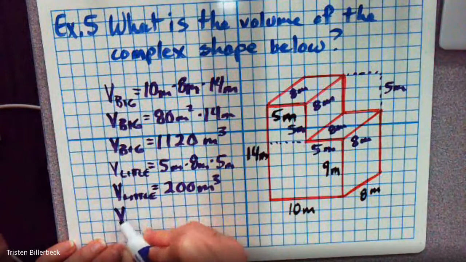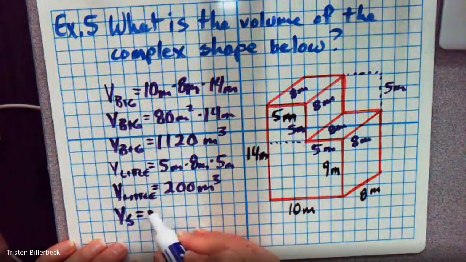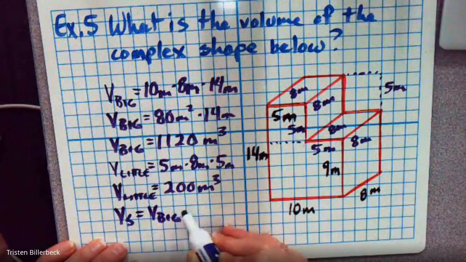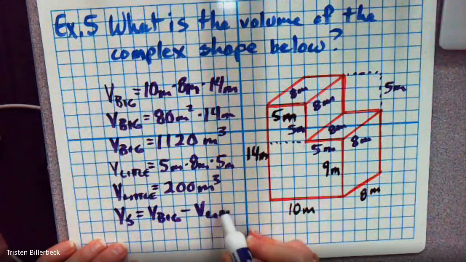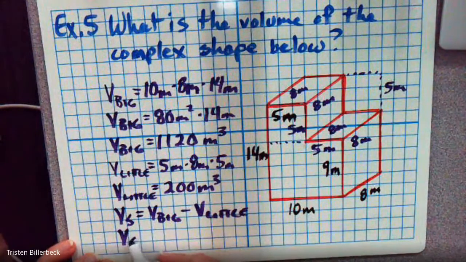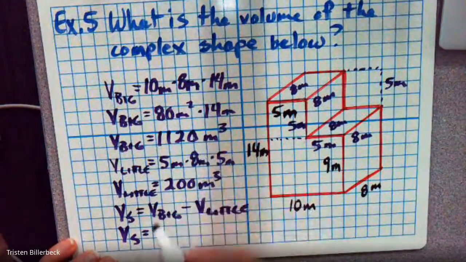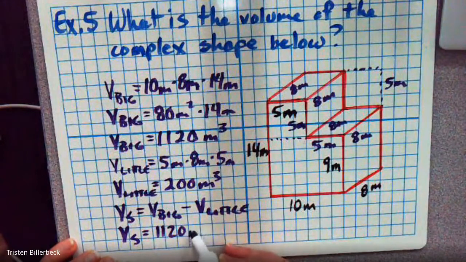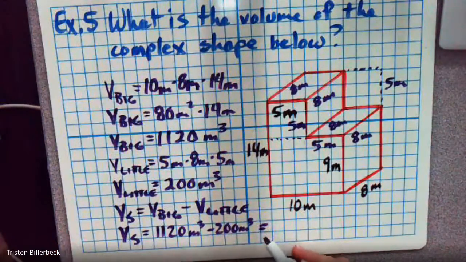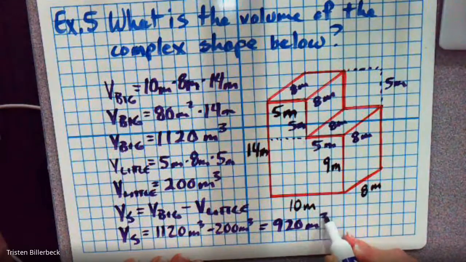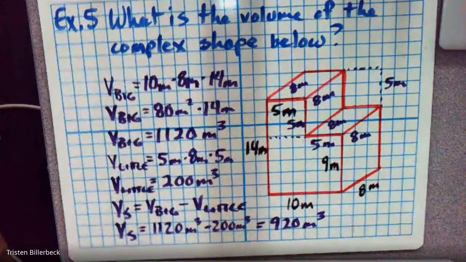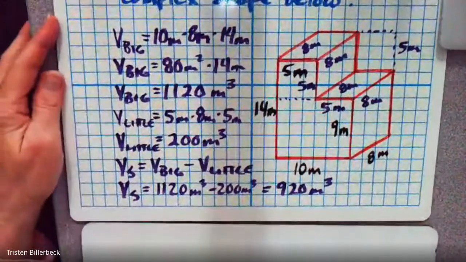So the volume of the shape then is V big minus V little. So our volume of our shape ends up being, our big one was 1120 meters cubed minus 200 meters cubed, which ends up being 920 meters cubed. Okay. Well, we could have done that differently. Okay, so let's look at how we could have done that differently.